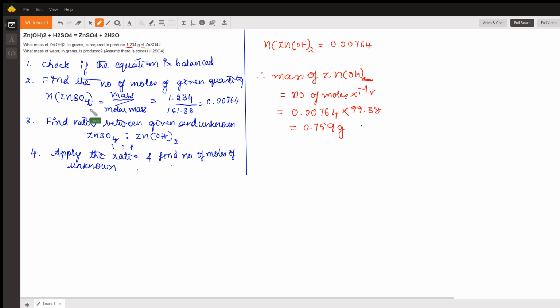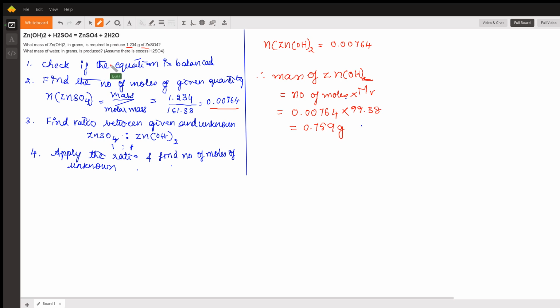To find the number of moles of zinc sulfate, we use the formula mass by molar mass. The mass of zinc sulfate is given as 1.234. You have to calculate the molar mass, where zinc's molar mass is 65.38, sulfur's is 32, and oxygen's is 16, so 16 times 4 would be 64. When you add all of those, we get 161.38. So when we divide the mass by the molar mass, we get the number of moles of zinc sulfate, which is the given quantity.